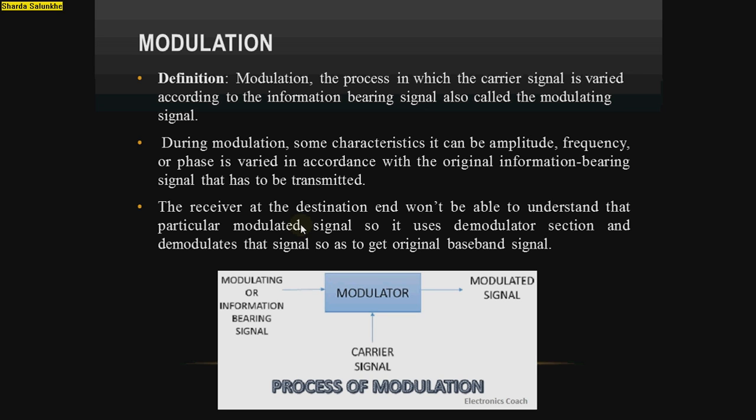The receiver at the destination end won't be able to understand the modulated signal, so it uses the demodulator section and demodulates that signal to get the original baseband signal. Suppose this is the block diagram of a basic modulation system: an information bearing signal, or modulating signal, is fed to the modulator, and the second signal to the modulator is the carrier, where the amplitude, frequency or phase is varied according to the modulating signal, and you will get the modulated signal.